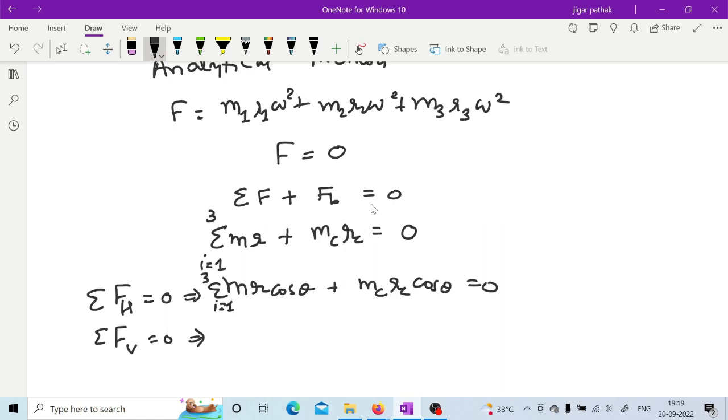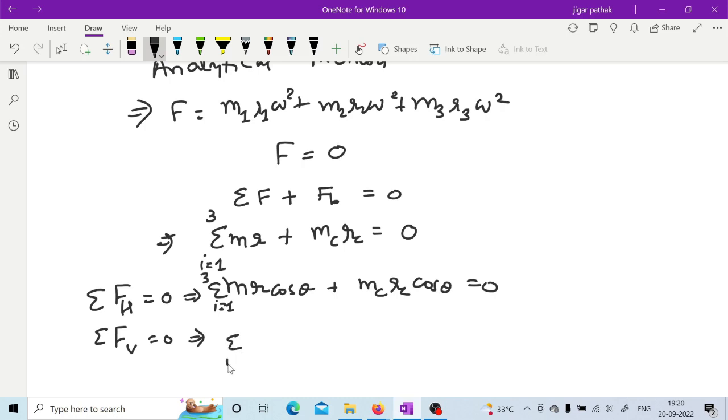Analytical method, first equation. This one? No, sir, first line. This one? Yes, it must be. And then that vector sum must be equal to 0 in order to get that statically balanced system.